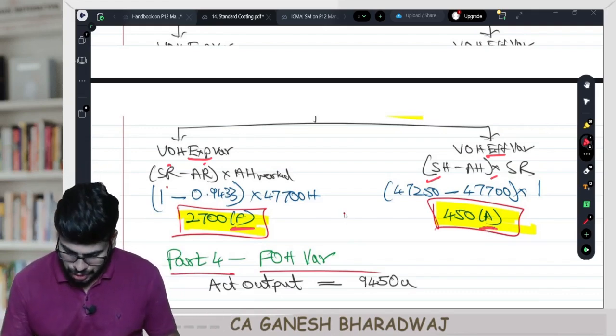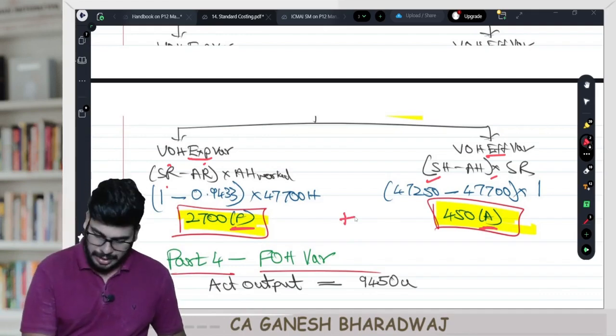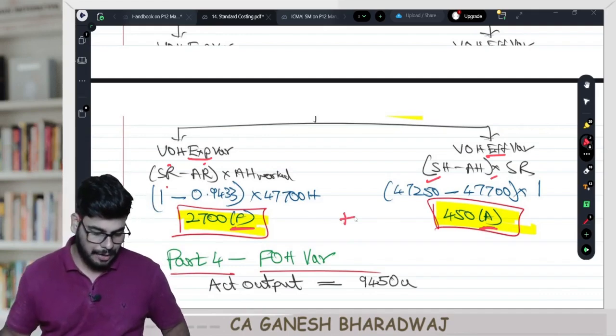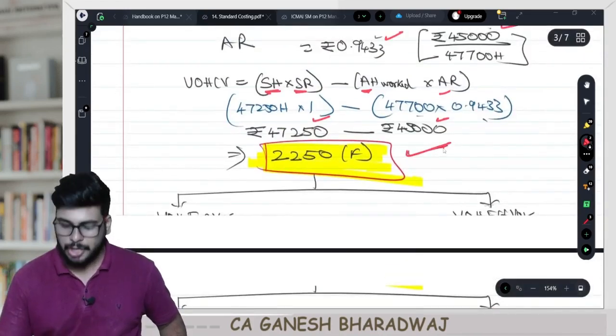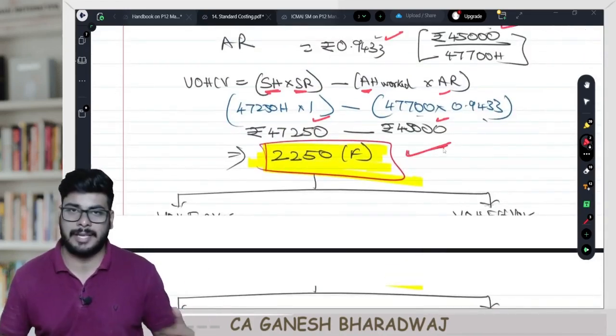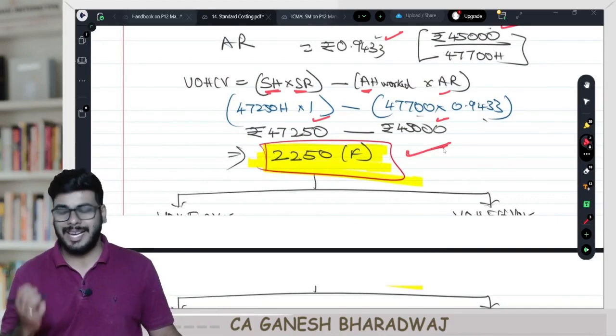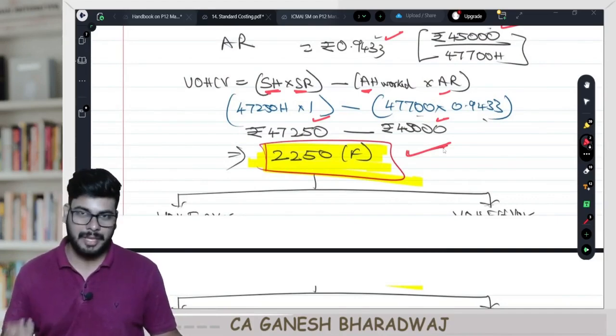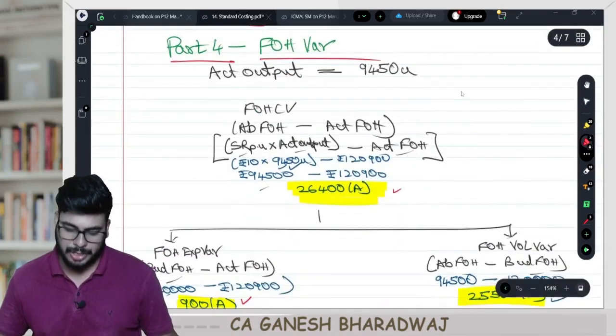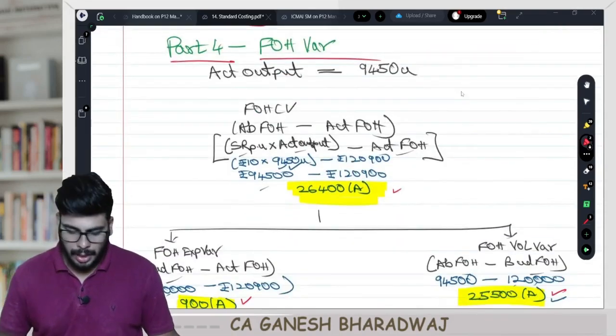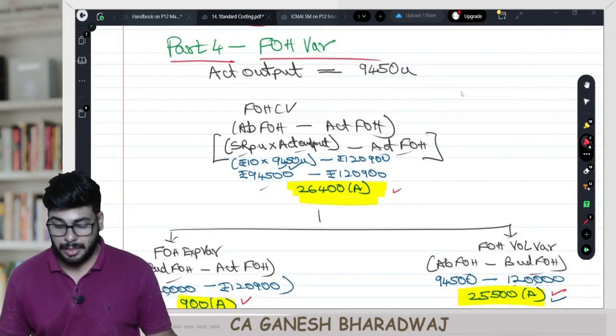Now once again, you need to check, you add these two. So 2,700 minus 450, you get effectively how much? 2,250 favorable. You get the daddy figure, which means that you've done this calculation right. Clear with this, guys? As simple as that. Very, very simple, but you need to get the approach and the logic right. Then we move on to the next one, which is fixed overhead variances.